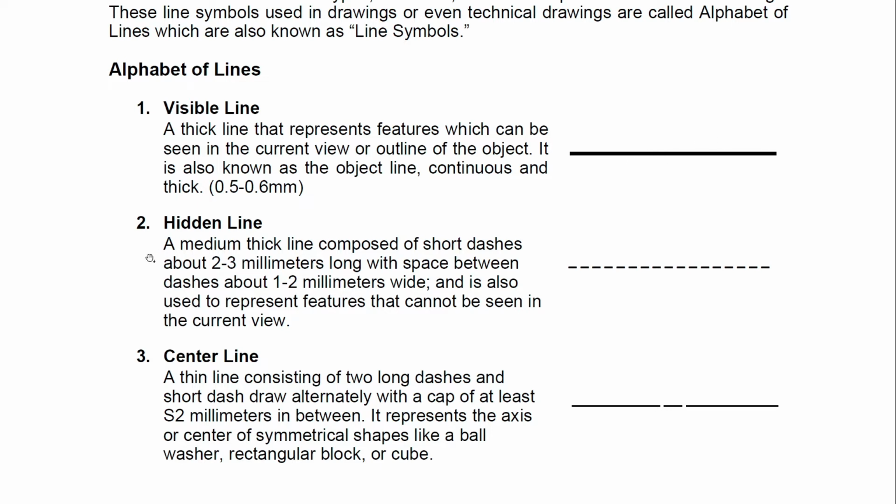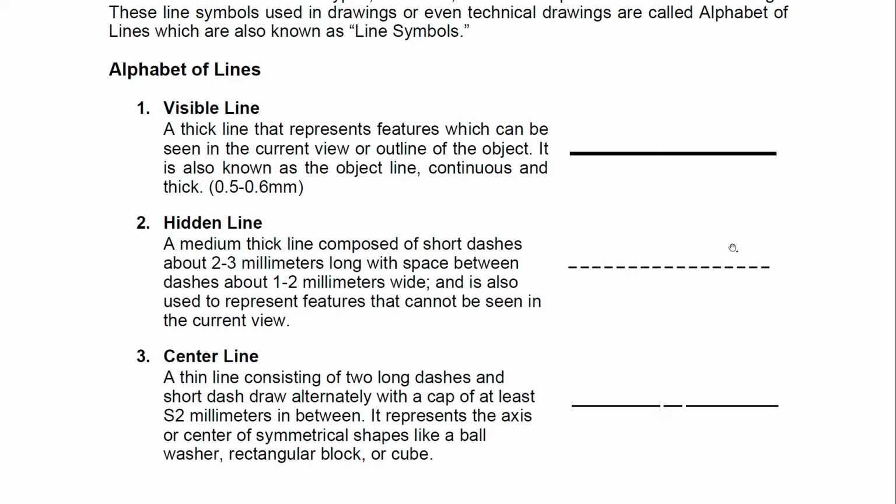Next, we have the hidden line. So hidden line is a medium thick line composed of short dashes about 2 to 3 millimeters long with space between dashes about 1 to 2 millimeters wide, and is also used to represent features that cannot be seen in the current view. So this one is the example of the hidden line.